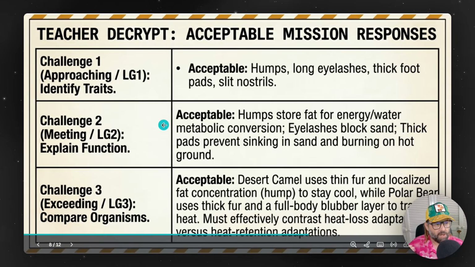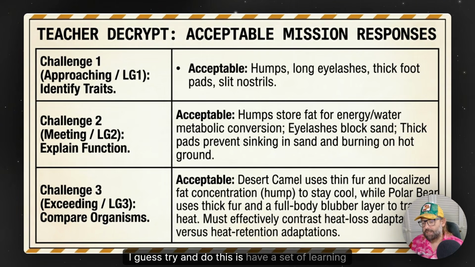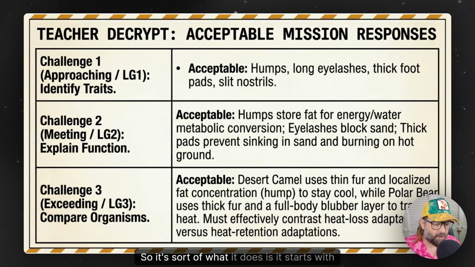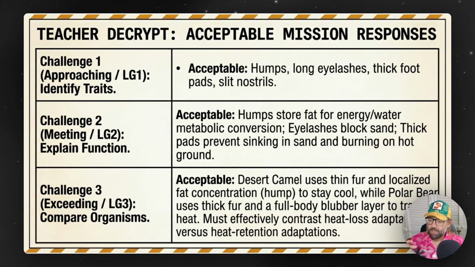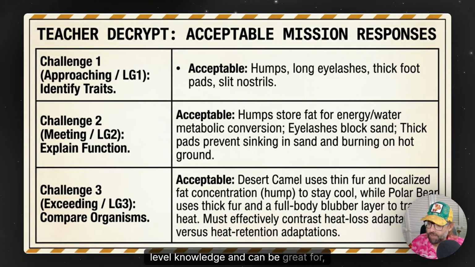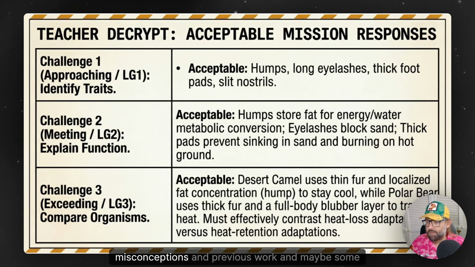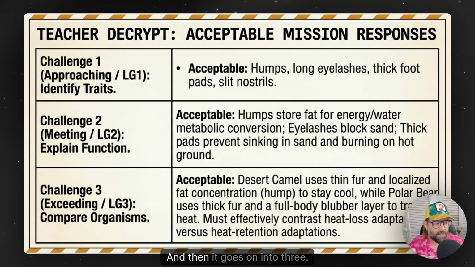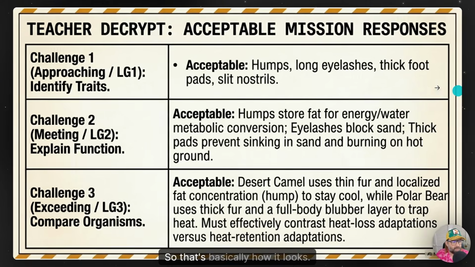And the way that I try and do this is have a set of learning goals, where the previous learning goal has to go to the next learning goal and the next learning goal. So what it does is it starts with that sort of low level knowledge and can be great for misconceptions and previous work and maybe some things you might know about science or important things that you've got to learn, and then it goes on into 3. So that's basically how it looks.